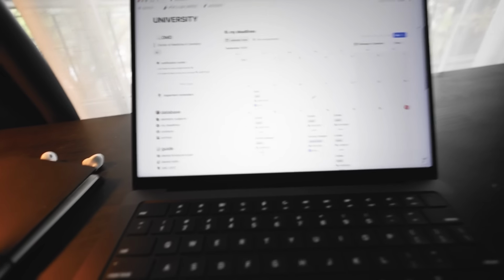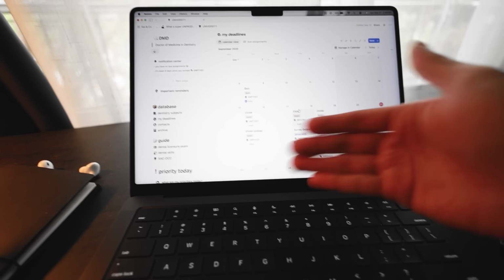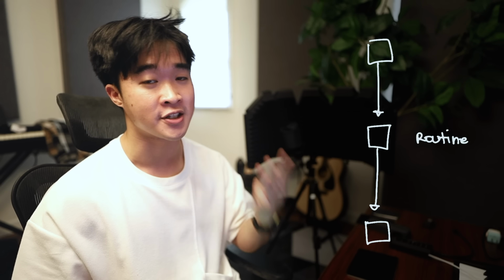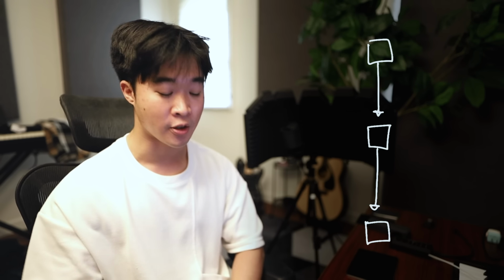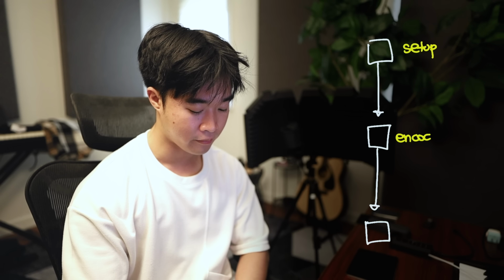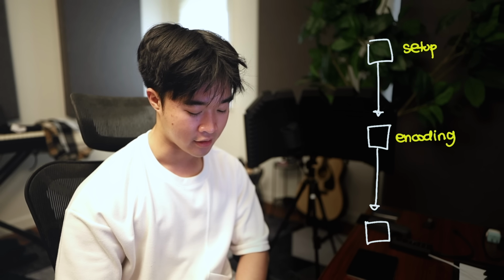Alright, so a very high yield study system is essentially a very simple three-step process. A study system is essentially another word for routine. And I've been doing this routine for a couple of years now, and it has just given me so much results. And it's essentially a 3-study step routine. And that routine comprises of the setup, encoding, and database.